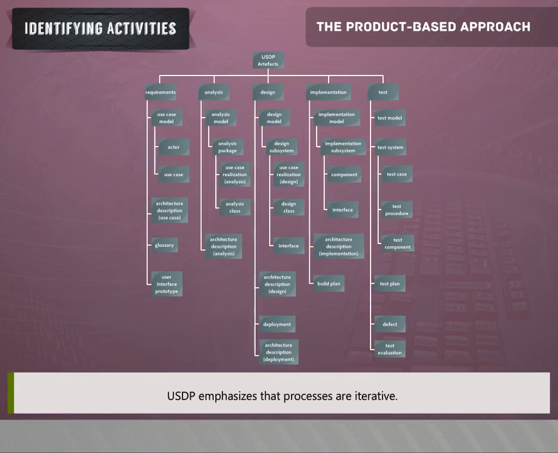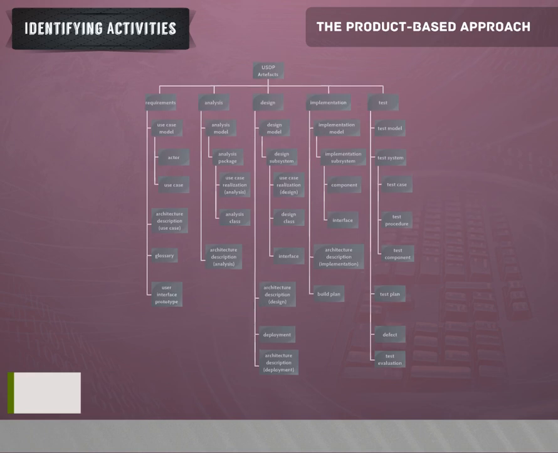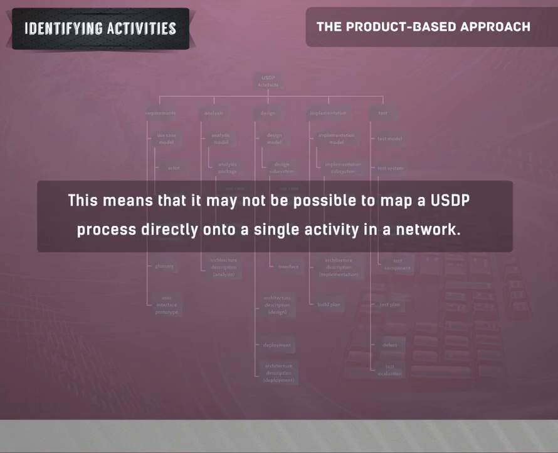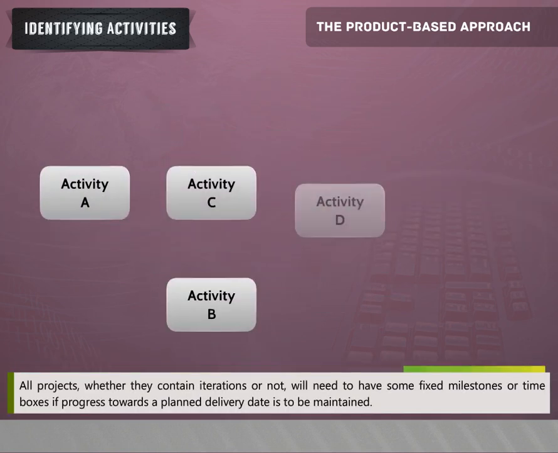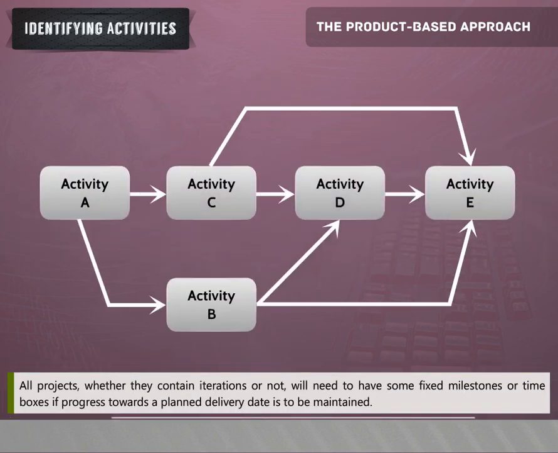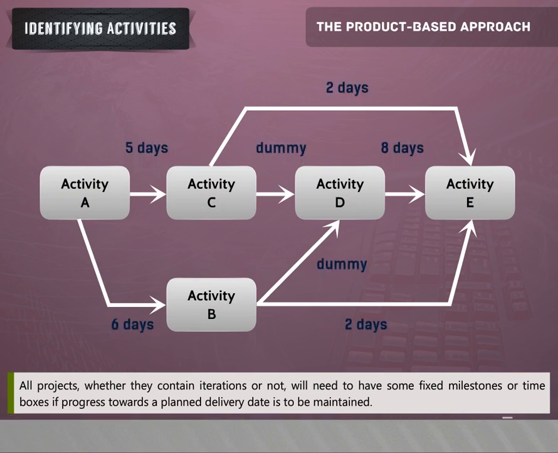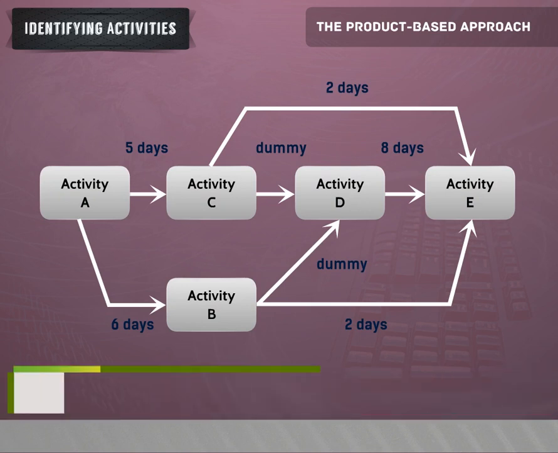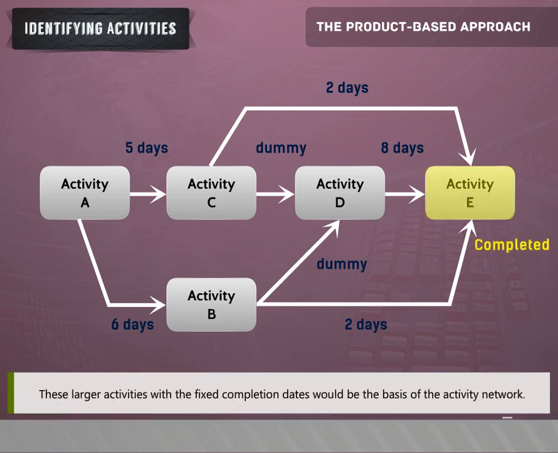USDP emphasizes that processes are iterative. This means that it may not be possible to map a USDP process directly onto a single activity in a network. All projects, whether they contain iterations or not, will need to have fixed milestones or time boxes if progress towards a planned delivery date is to be maintained. These larger activities with fixed completion dates would be the basis of the activity network.